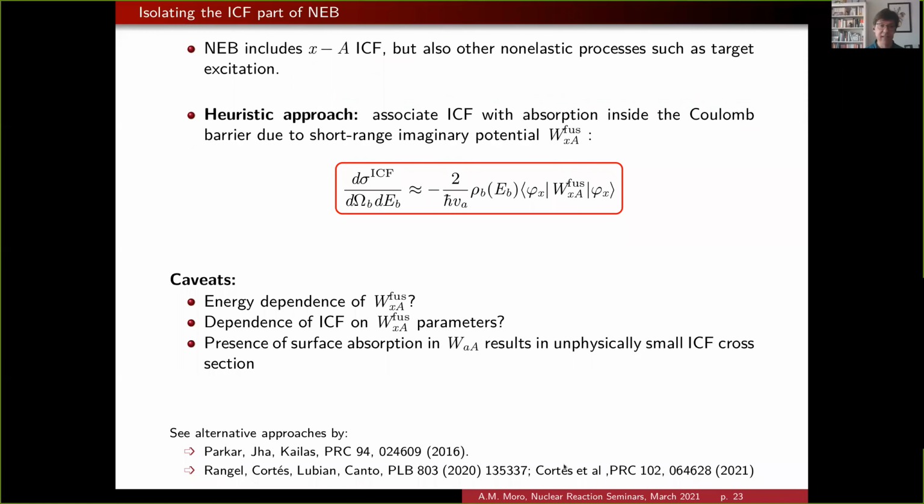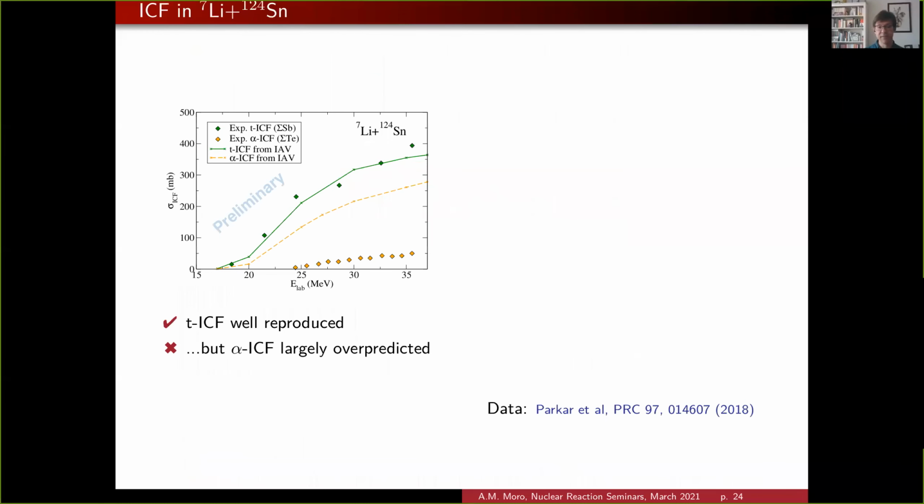So let me show you the very, very preliminary application. Very preliminary means that the calculations were finished today. This is a sort of disclaimer, because there might be some errors. I didn't have the time to check convergence and to do the usual tests of stability. But in any case, I think it's interesting to show you. This is for the incomplete fusion of lithium-7 on tin, with data taken from this recent publication. I'm sorry, I don't have the error bars for the data.